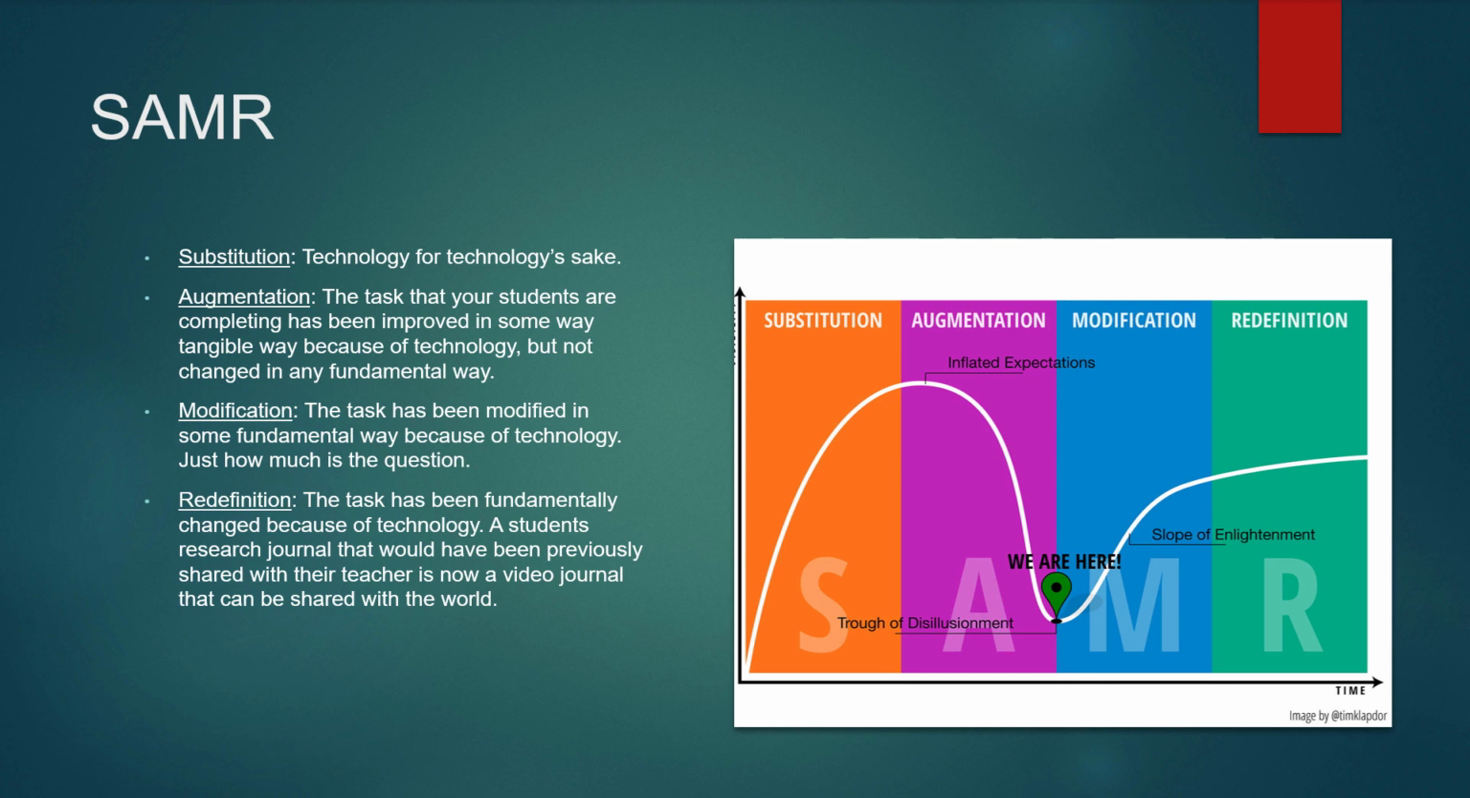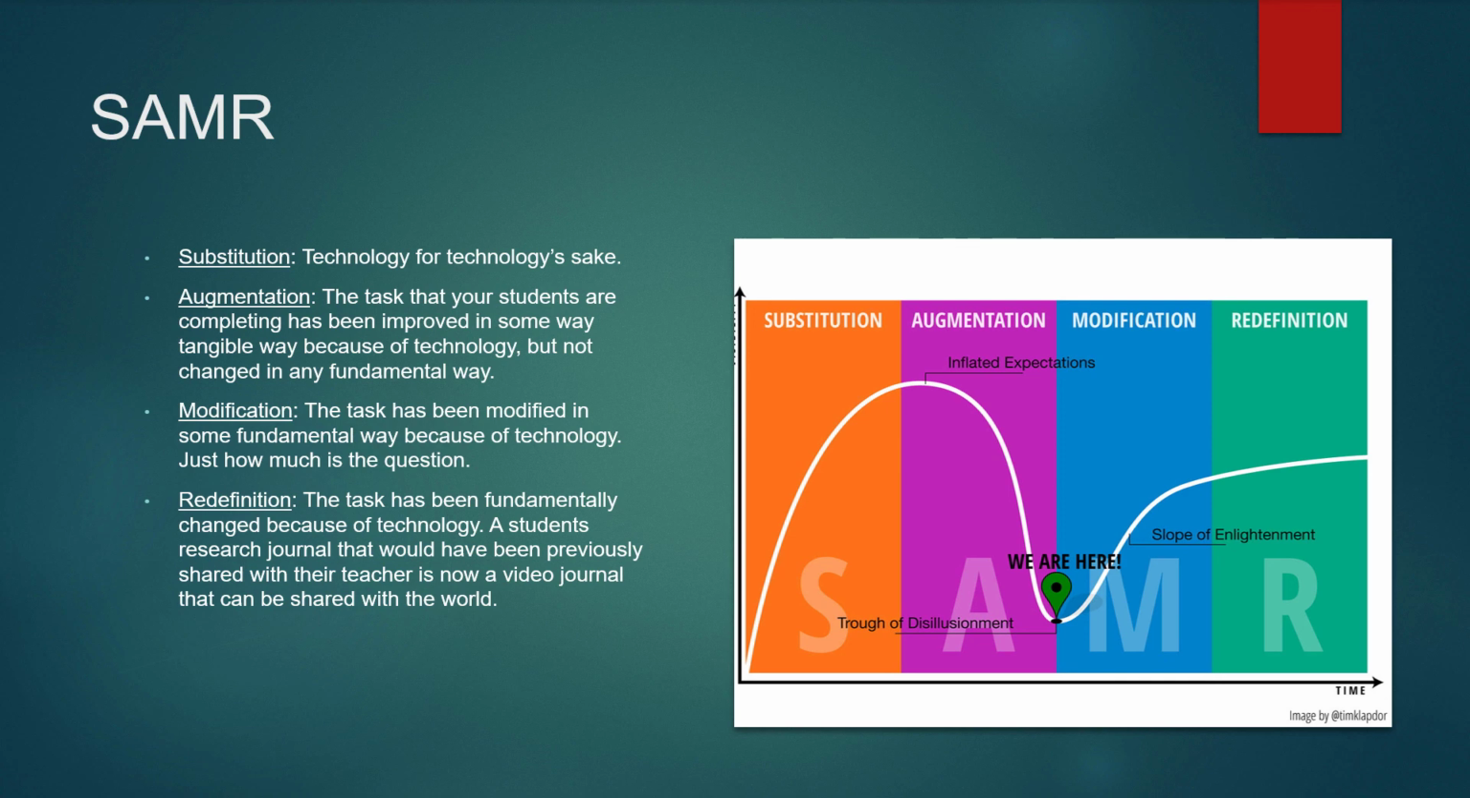Augmentation is the area in which technology has improved learning outcomes and activities in some way, but hasn't fundamentally changed them. I might consider something like online polling versus asking students to raise their hands to be somewhere in this category, although that could edge into modification territory.